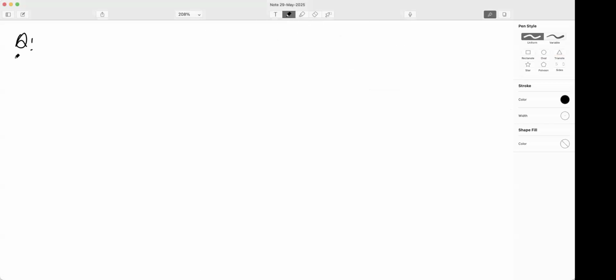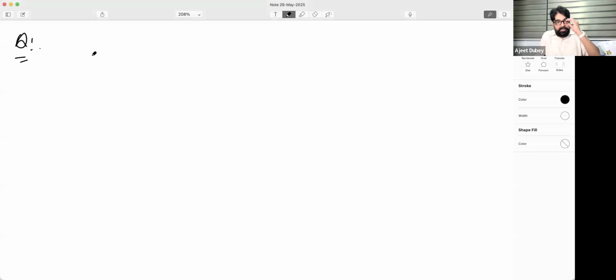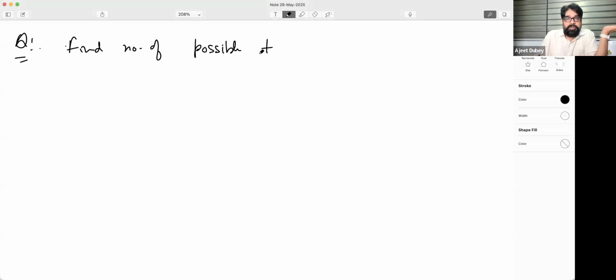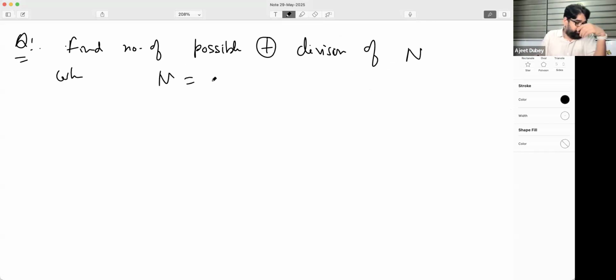Okay, try to think about this selection-based question. Sometimes what will happen, a digit-based question they may also ask you. What I mean to say is, if I say, find the number of possible positive divisors of n, where n is a big number.